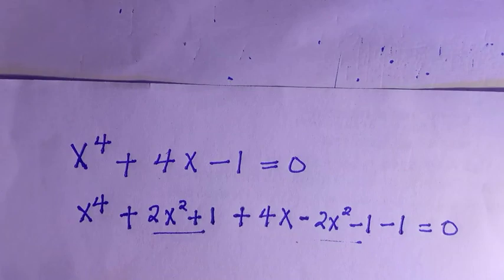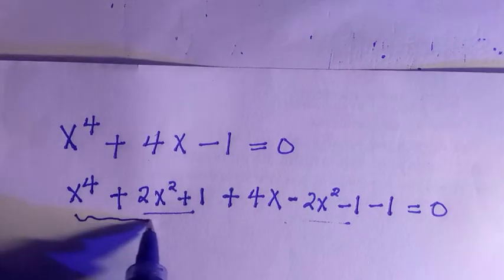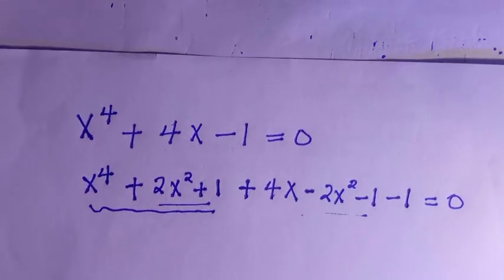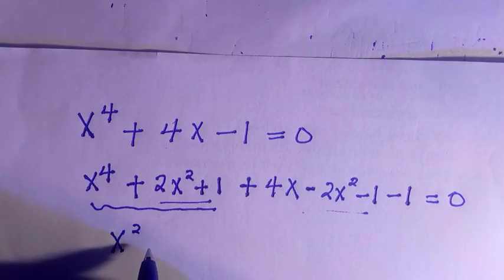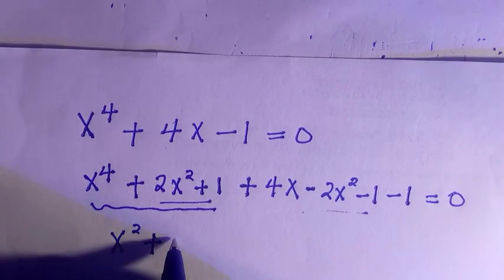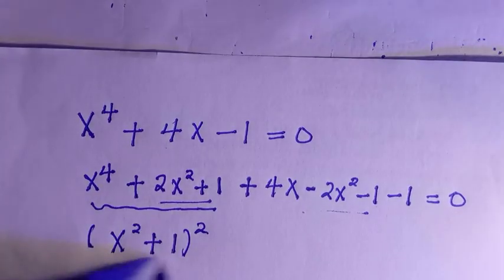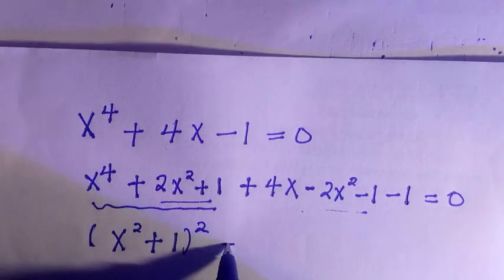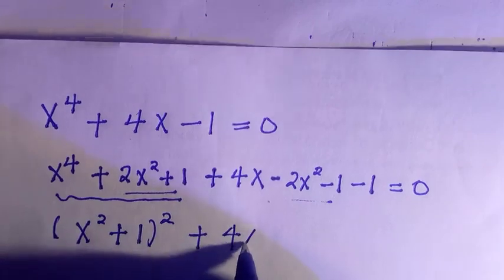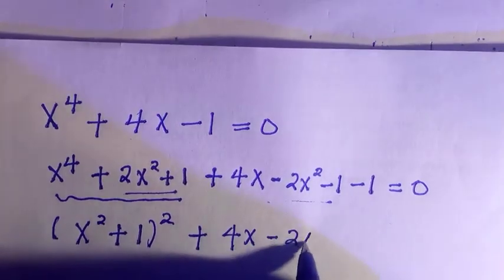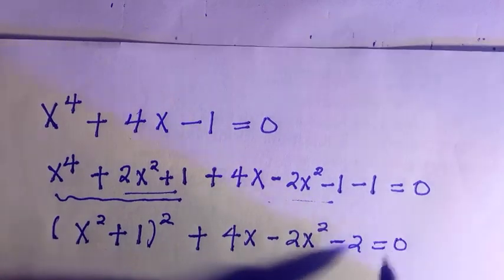I just manipulate it and everything equals 0. Then the first three terms here can be written as x squared plus 1 all raised to power of 2. That is, if we try to expand this, we get what we have above. Plus, for this one, we have 4x minus 2x raised to power of 2, and here is negative 2. Everything equals 0.